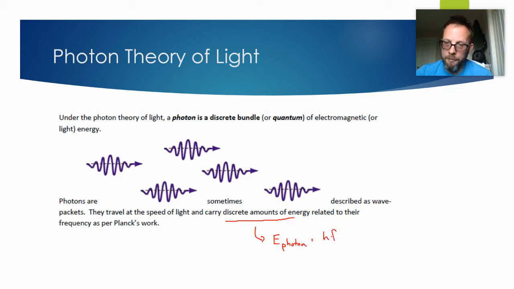So if you have a high frequency photon, like ultraviolet light, X-rays, very high energy frequency, right? Very small wavelength, very high frequency, high energy. For light with low frequency and long wavelengths, like infrared, photons have less energy. But the energy of a photon is quantized. It's always dependent on its frequency.